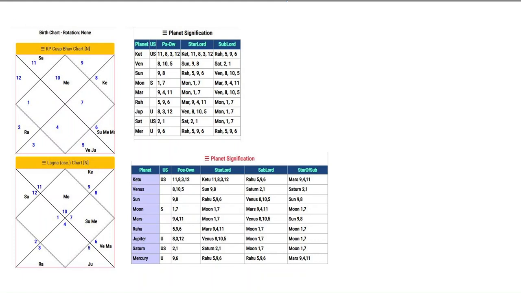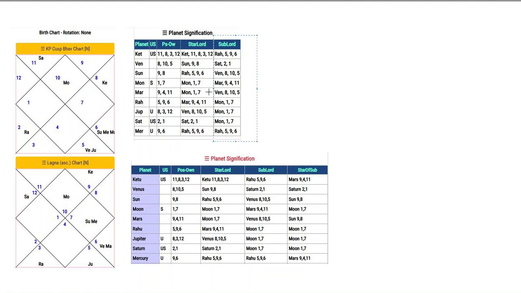The usual KP rule is that the planet and the star lord together will indicate some kind of an event or some kind of a thing that is going to happen in a person's life, and the sublord eventually decides whether things are going to be positive, negative, or things are not even going to happen. This is the typical rule.